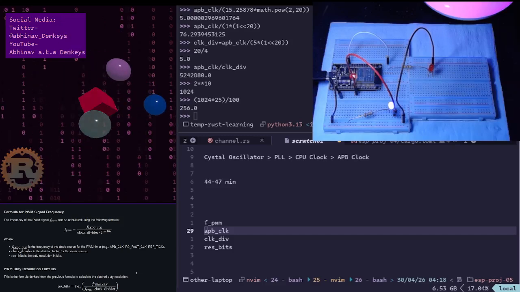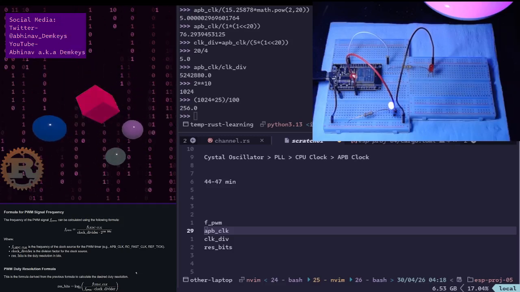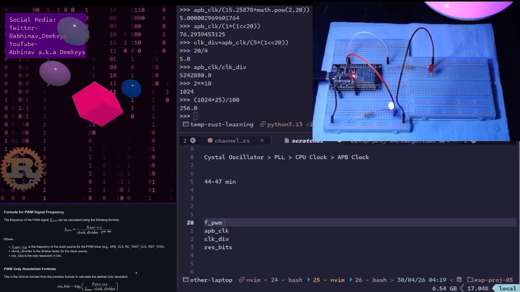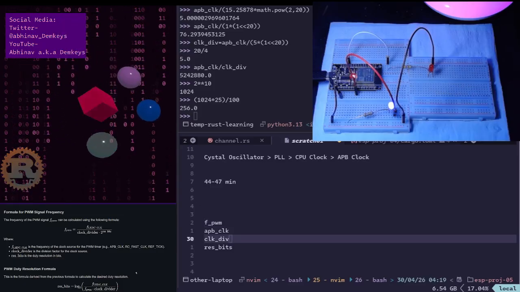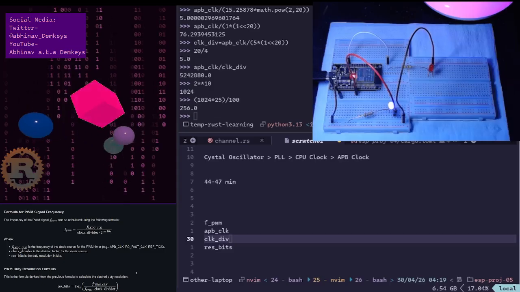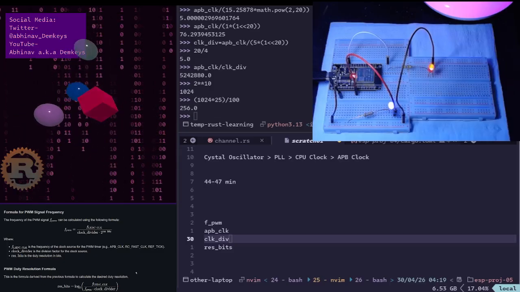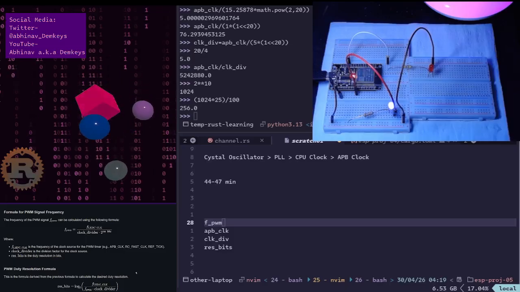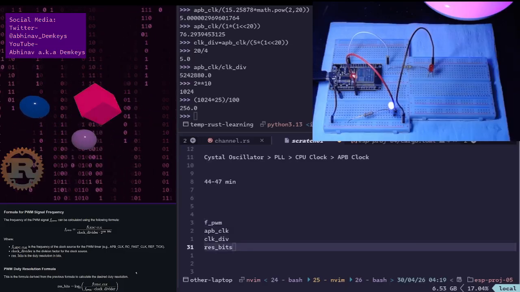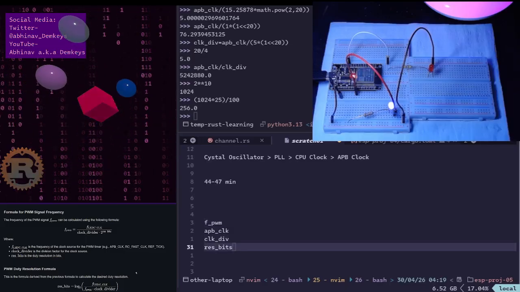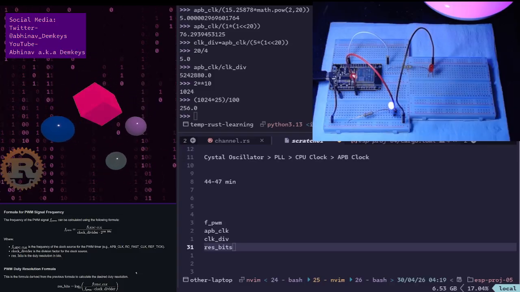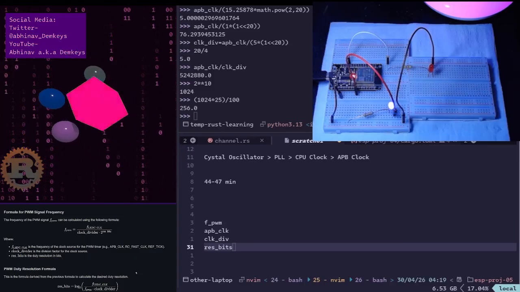We get to decide our PWM frequency. We don't get to decide the clock div. We get to decide the PWM frequency and the res bits. Res bits is the resolution of each duty cycle, each period. So that's essentially the number of ticks that each period is supposed to have.